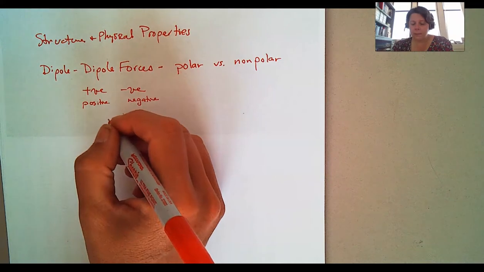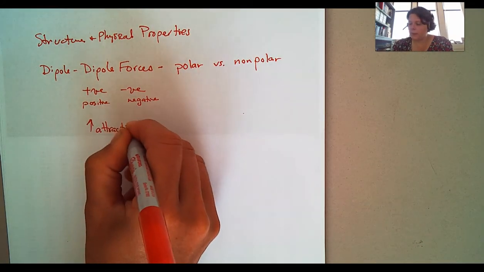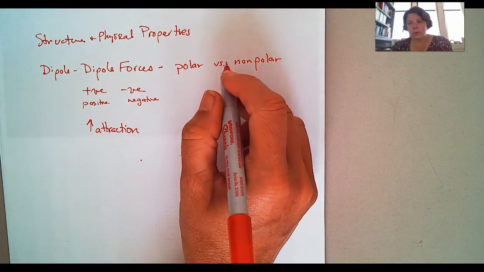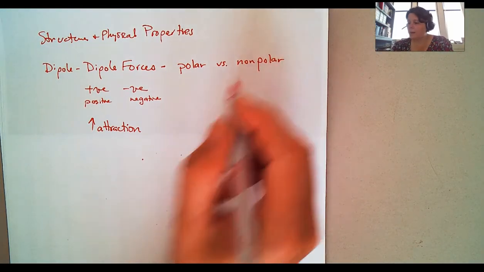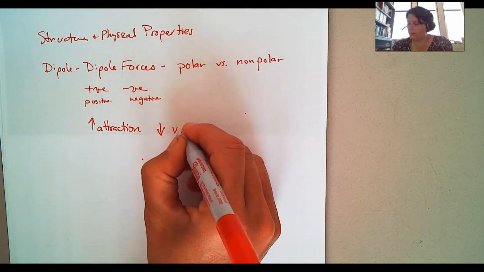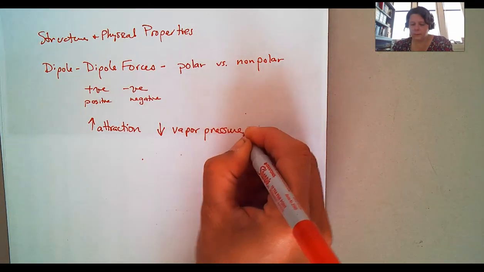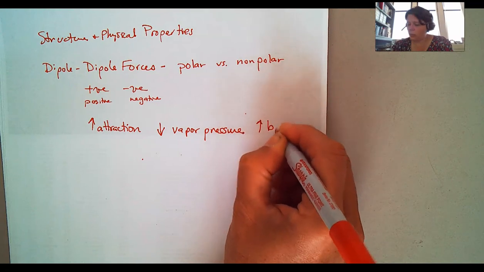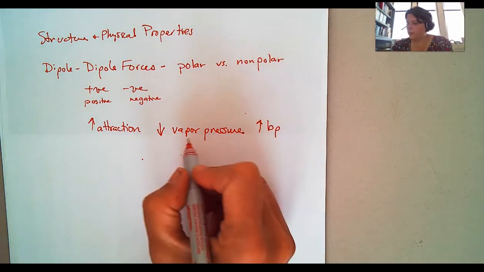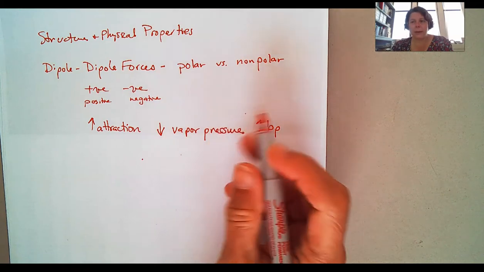So what's the big thing about that? Well, when we increase attraction, and if you don't remember what polar and nonpolar is, go look those up in a basic chem book, we decrease the vapor pressure, and then we increase the boiling point. Okay, so when we decrease the vapor pressure, it takes more energy to vaporize it.